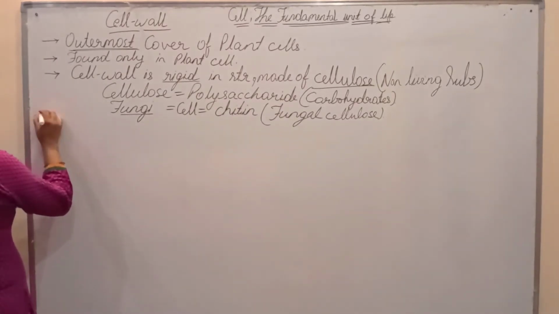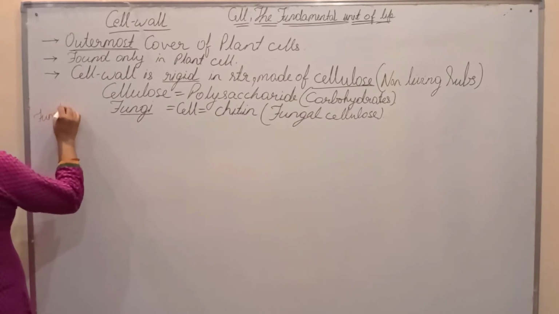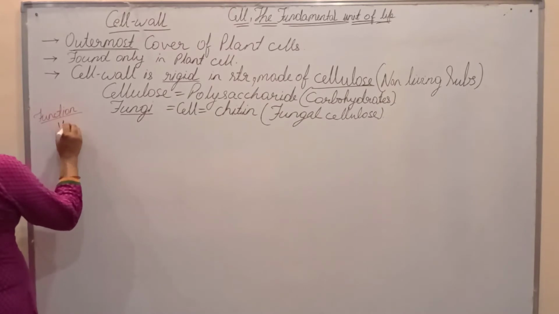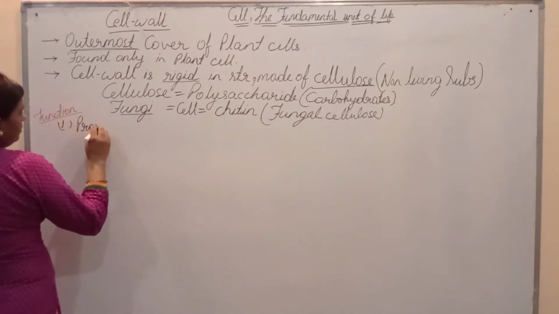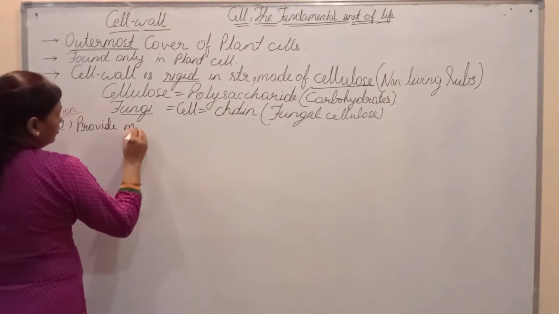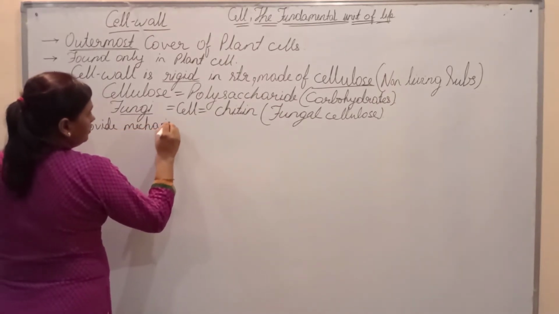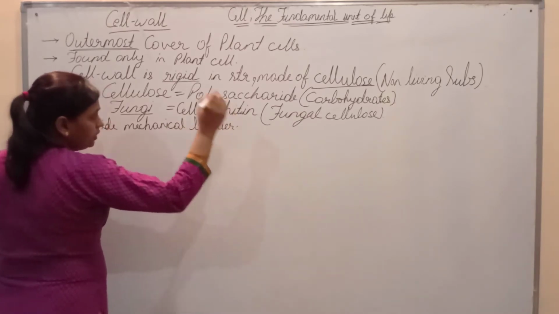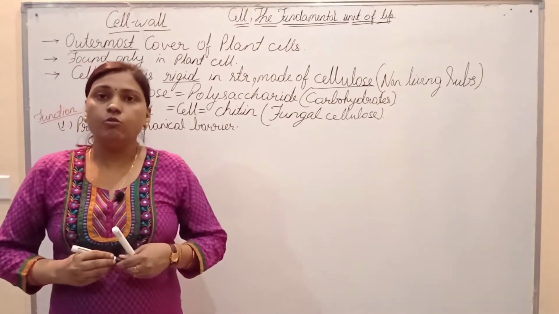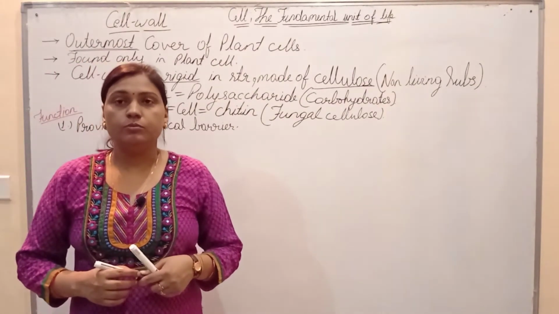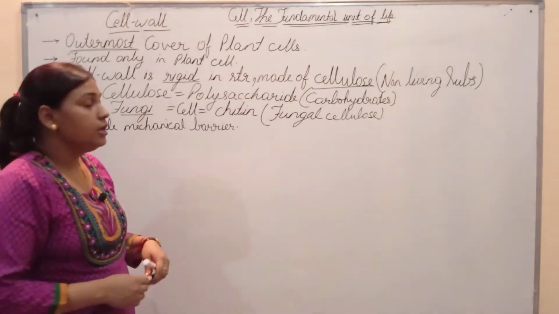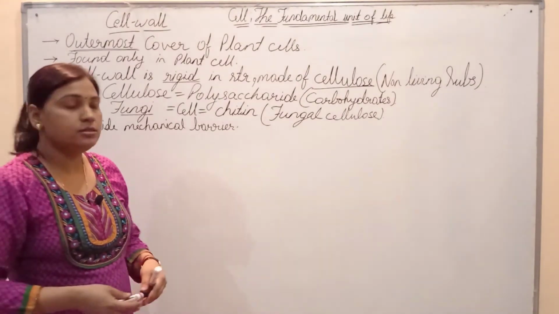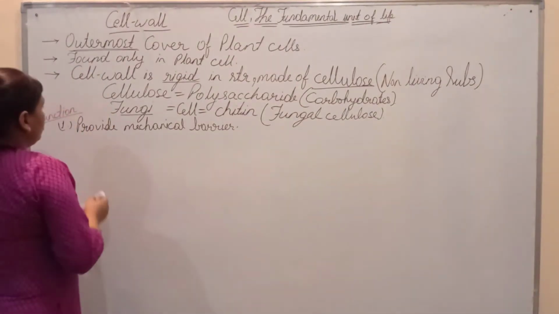Now the functions of cell wall. Its first function is it provides mechanical barrier. Mechanical barrier means it protects the cell from outer surroundings, that is from more sunlight and radiation, heavy rainfalls, storms, insects, chemicals. So it provides mechanical barrier.